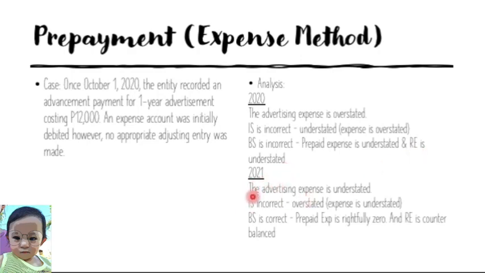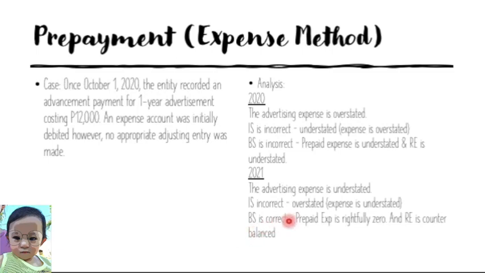In 2021, the advertising expense is understated. Okay? Because all expenses have been recorded in 2020. The portion for 2021 has not been properly allocated to 2021. So the advertising expense supposedly pertaining to 2021 has been lumped into 2020. So the expense for 2021 is understated. Since expense and net income is inverse, net income is overstated.